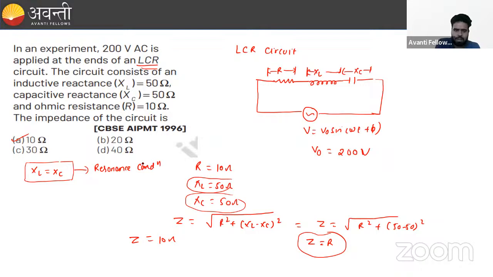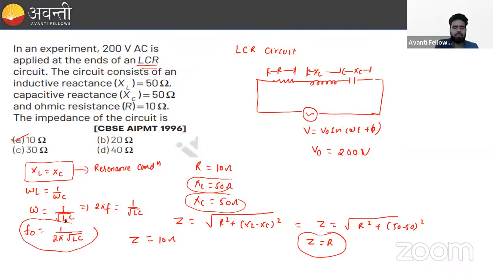What will happen in the resonance condition? If we put the value of XL, this is omega L, and this is 1 upon omega C. Omega can be written as 1 over root LC. If we put the value of omega as 2 pi F, then whenever it is asked to find the resonant frequency, we can apply this formula: F equals 1 upon 2 pi root over LC. That is again a very important formula. Right? So let's move further to the next problem.